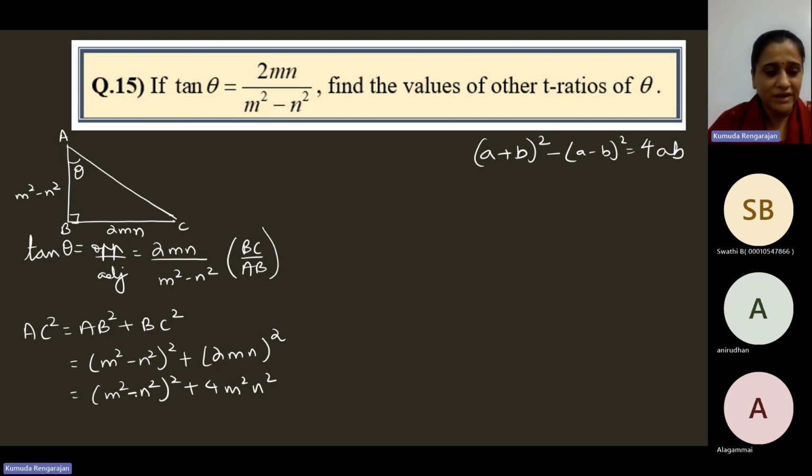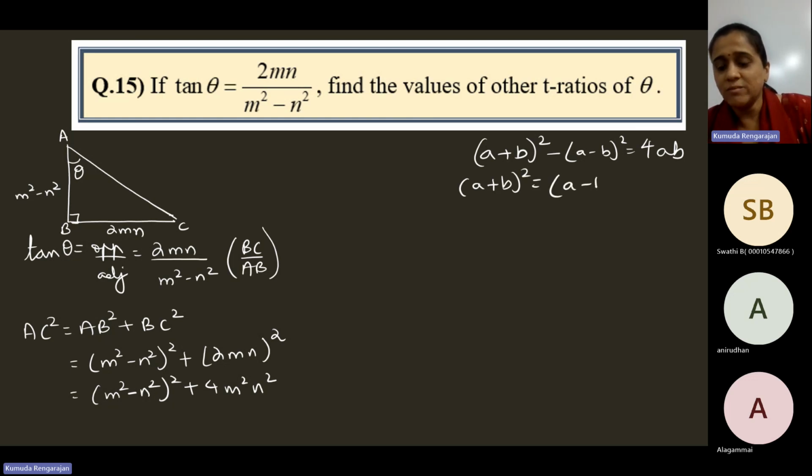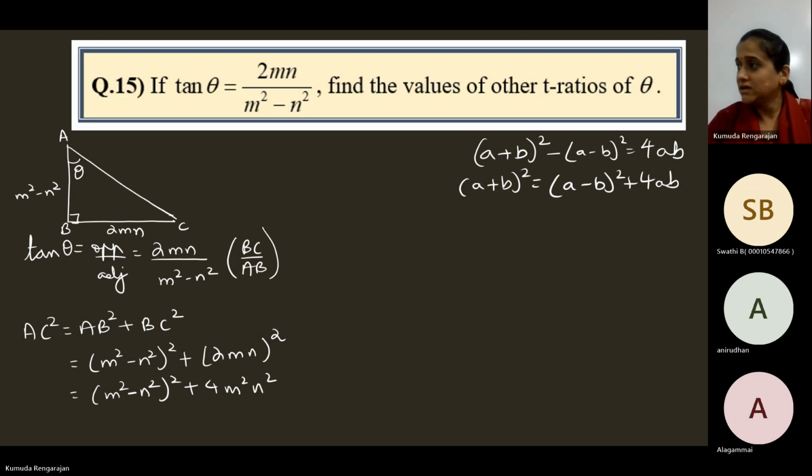This looks like A minus B the whole square plus 4AB, right? So work that from here. A plus B the whole square is equal to, transpose, A minus B the whole square plus 4AB. Just transpose, children. Minus of A minus B the whole square on the other side will be plus. This minus will become plus on the other side, right? So what is A plus B the whole square? A minus B the whole square plus 4AB.